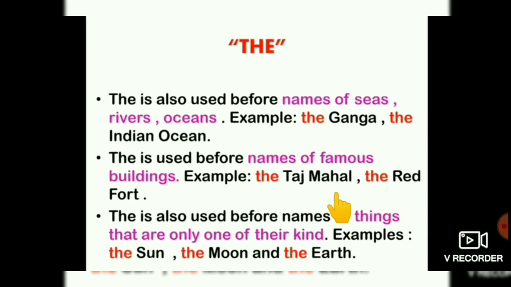See children, here are a few more examples of the. The is also used before names of seas, rivers, oceans. For example, the Ganga, the Indian Ocean. The is used before names of famous buildings. Example, the Taj Mahal, the Red Fort. The is also used before names of things that are only one of their kind. Examples, the sun, the moon and the earth.